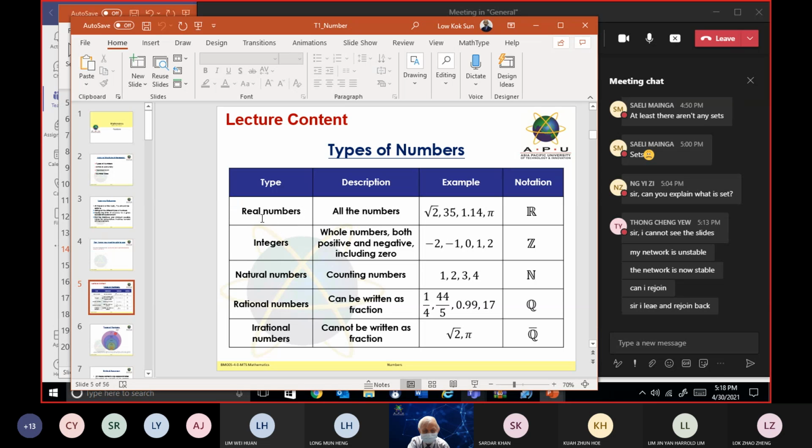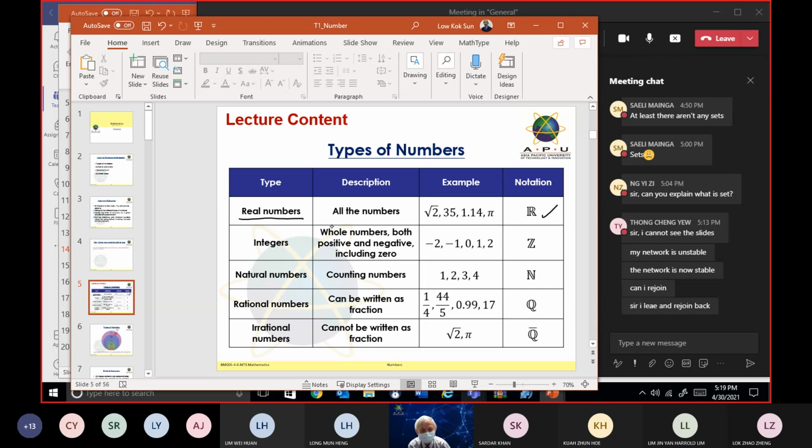Now there's this number you call real number. I traditionally use R, capital R, to represent real number. Now you would wonder why there's a word real.